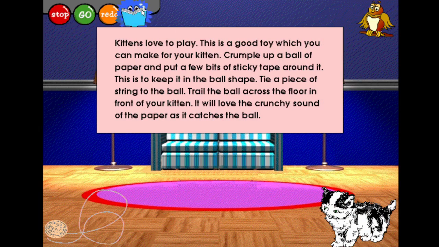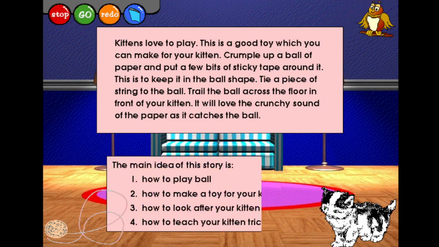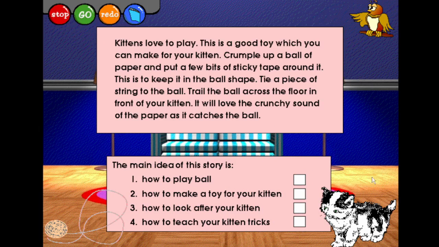Read this information. Kittens love to play. This is a good toy which you can make for your kitten. Crumple up a ball of paper and put a few bits of sticky tape around it. This is to keep it in the ball shape. Tie a piece of string to the ball. Trail the ball across the floor in front of your kitten. It will love the crunchy sound of the paper as it catches the ball. Read the question and click on the answer you think is correct.